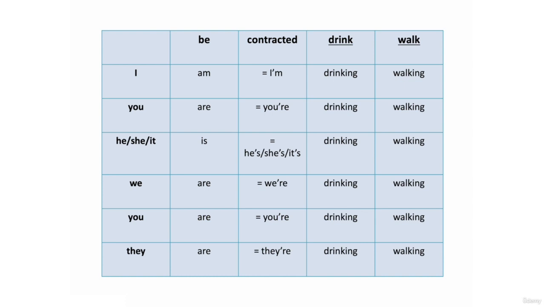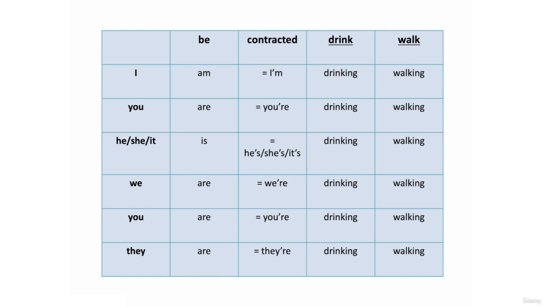Now remember, there are ways to contract the verb to be with every pronoun. For example, I am becomes I'm. Therefore, to use the verb drink in the present continuous, you can say I am drinking or I'm drinking. You're drinking. He's drinking. She's drinking. It's drinking. We're drinking. You're drinking. They're drinking.